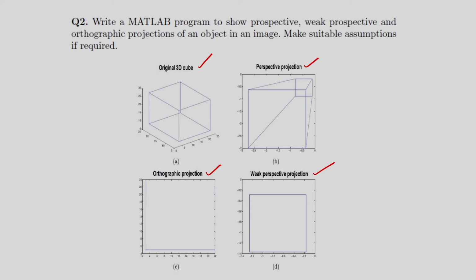In case of the orthographic projection, it is nothing but XYZ is projected onto XY coordinate. That is the orthographic projection. And in case of the weak perspective projection, it is nothing but the scaling of the X coordinate, scaling of the Y coordinate like this, and the scaling of the Z coordinate. So that is the weak perspective projection. So based on some assumptions, you can show the perspective projection, orthographic projection, and weak perspective projection.